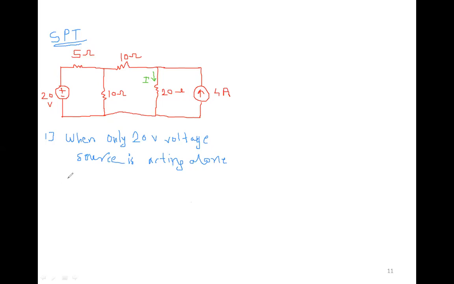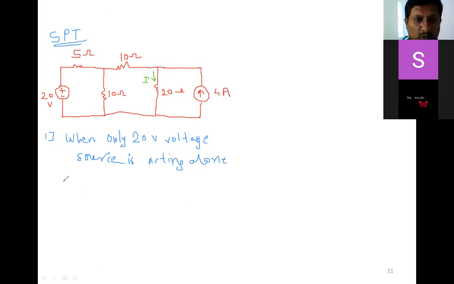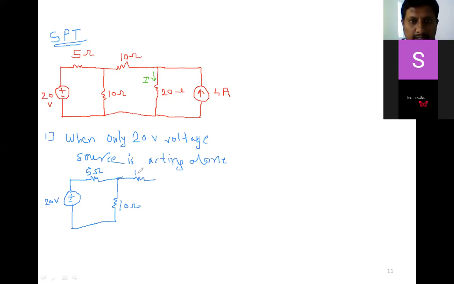Okay, so when only the 20 volt voltage source is acting alone, what will be the circuit diagram? That I will draw. I will keep this 20 volt as it is. This will be the 5 ohm as it is, this will be the 10 ohm as it is, this will be 10 ohm as it is, and this will be 20 ohm as it is. So what about this 4 ampere?